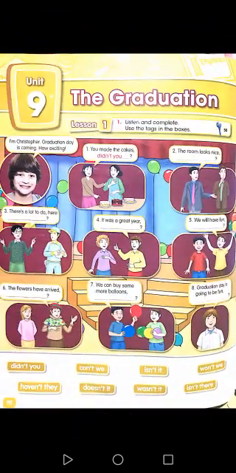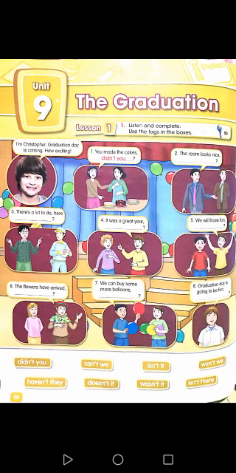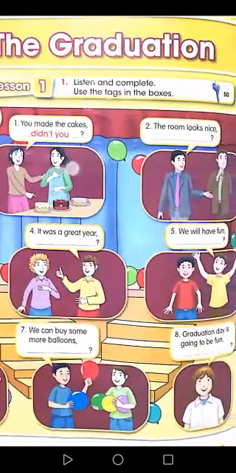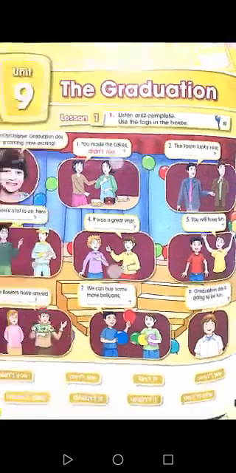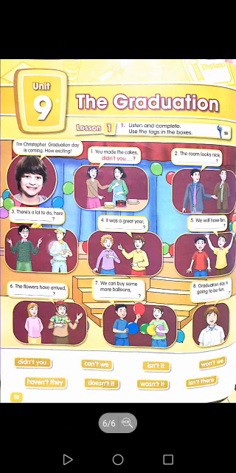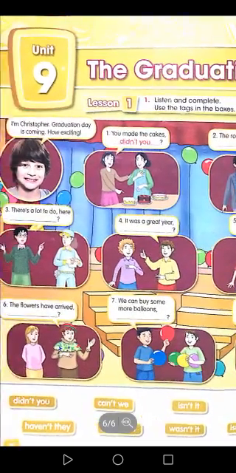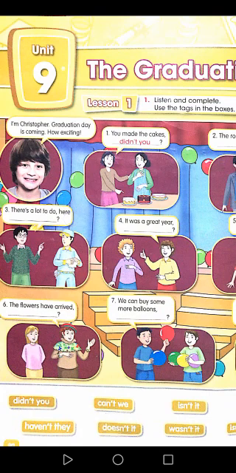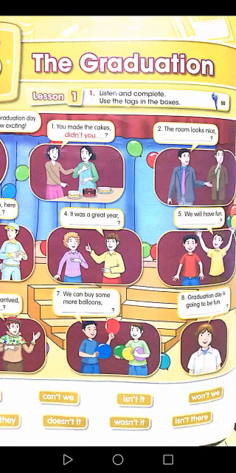Now I have finished, guys. Now we will check our answers. Number 2, the room looks nice, doesn't it? We choose doesn't it. Where is doesn't it? Here. Excellent. Number 3, there is a lot to do here, isn't there? Excellent.